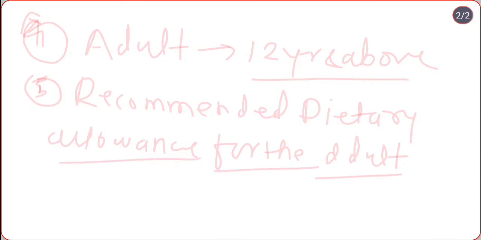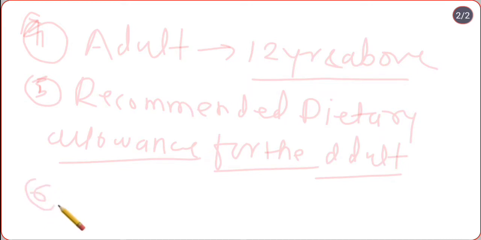Then the next point that we discuss in this topic is what? I am just looking at the book in front of me, so don't worry about it, just note down the points that we discuss in this topic.